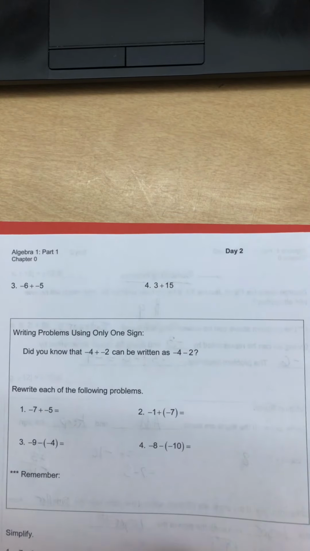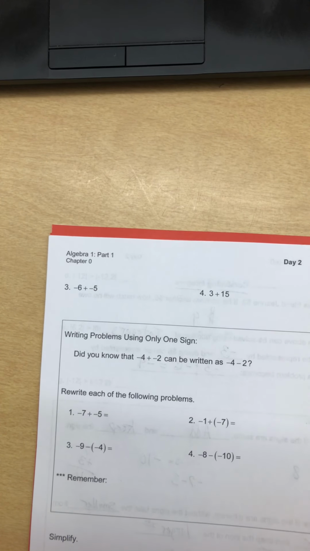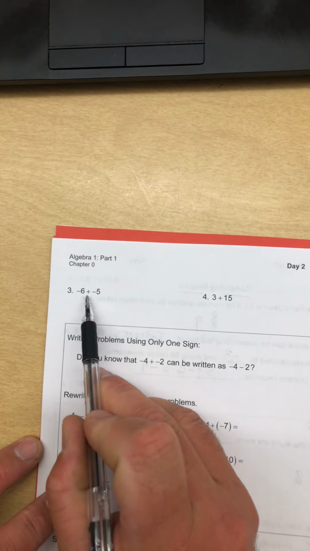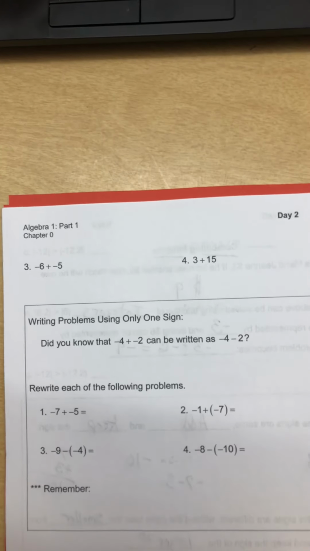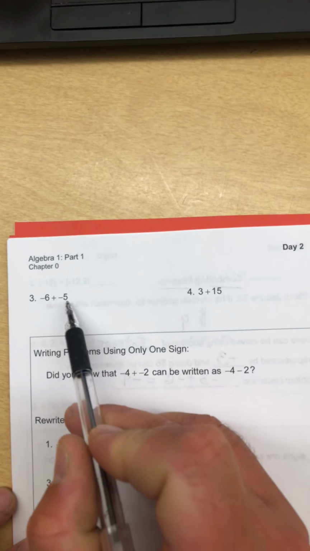More examples. Let's do number 3. I've got -6 plus a -5. If you look at it closely, those signs are the same, right? There's a negative in front of each of those. So if the signs are the same, I'm going to add the numbers.